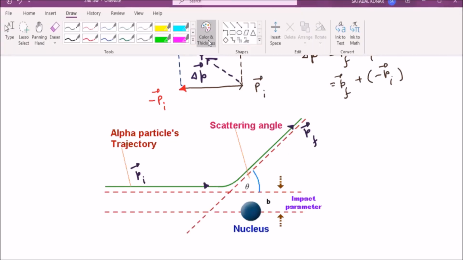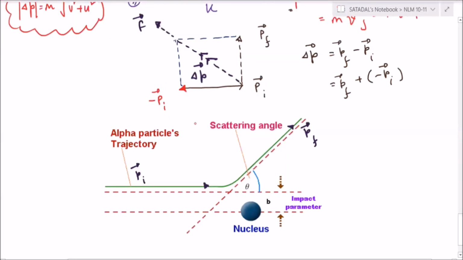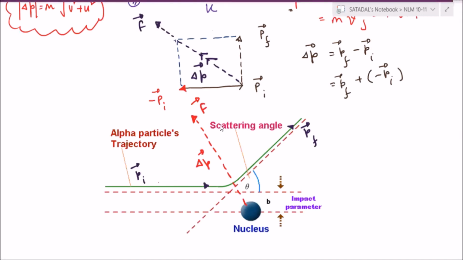In which direction did the nucleus used to repel? That is the direction, no? So this is the F vector. So this will be the direction of delta p vector. So you just have to complete the parallelogram like this. Okay. So I hope this is clear.